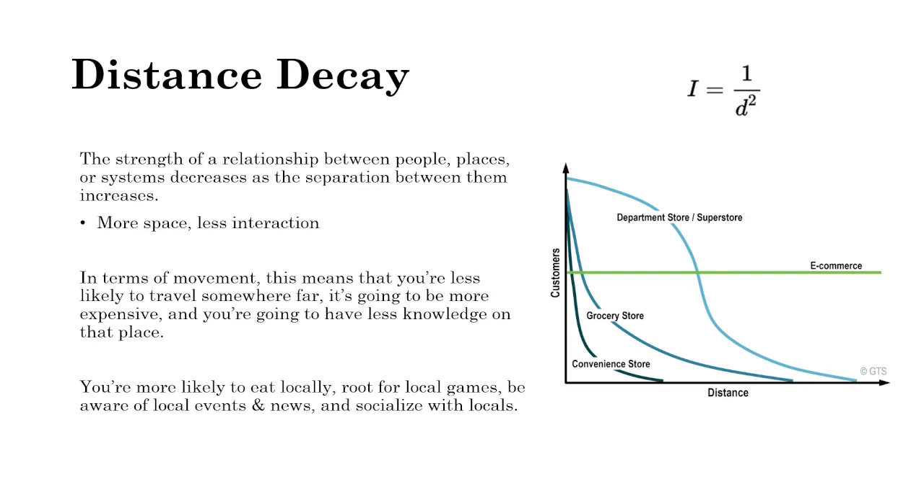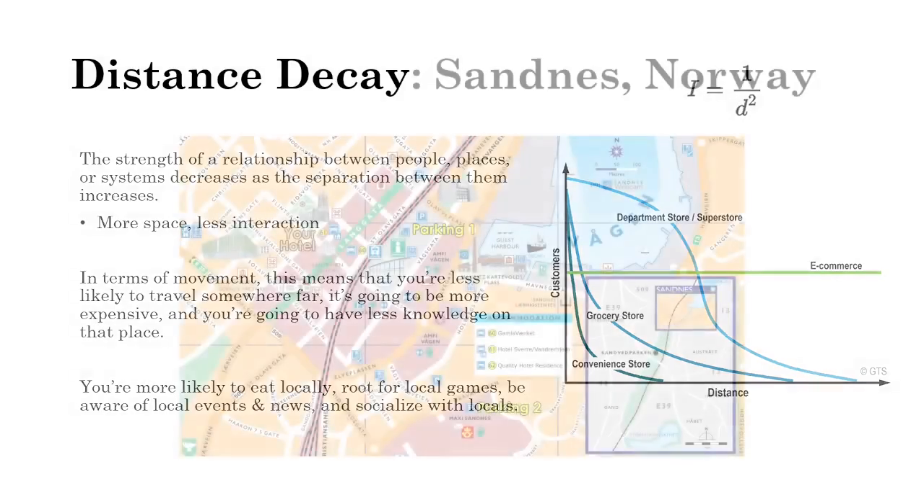So yeah, you're more likely to speak the languages and have more cultural elements the closer you are as well. You're more likely to eat locally. You're more likely to root for local games. Like if you live in Georgia, you're more likely to root for UGA than for FSU, which is in Florida. You might be more aware of local events and news, as well as socialize with locals. You're more likely to talk with someone you meet on the street than talk with someone who's 10 states away.